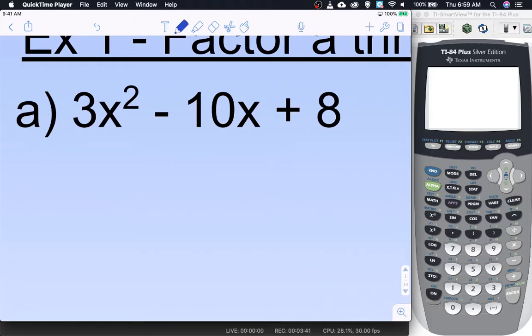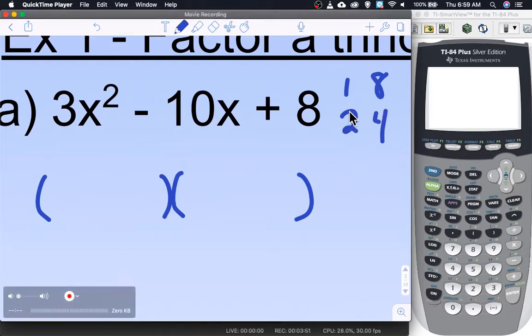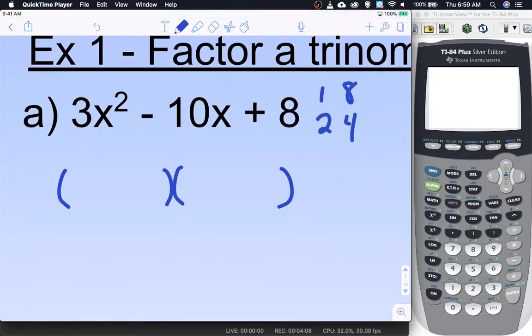Now before, what we would do is list factors of that last term, 1 and 8, 2 and 4, and then figure out which pair of these would make a 10. But if you're looking, 8 plus or minus 1 doesn't equal 10, and 4 plus or minus 2 doesn't equal 10. So this doesn't just help us out now, because now we also have to worry about this first term.